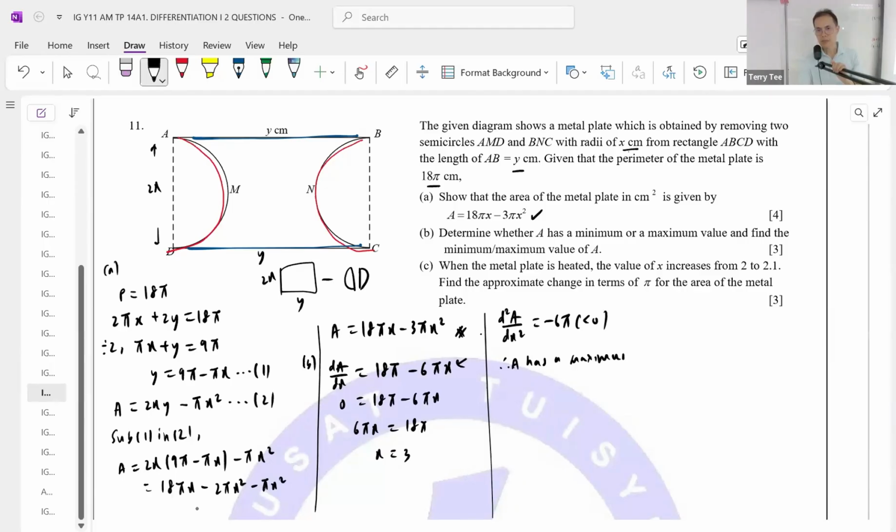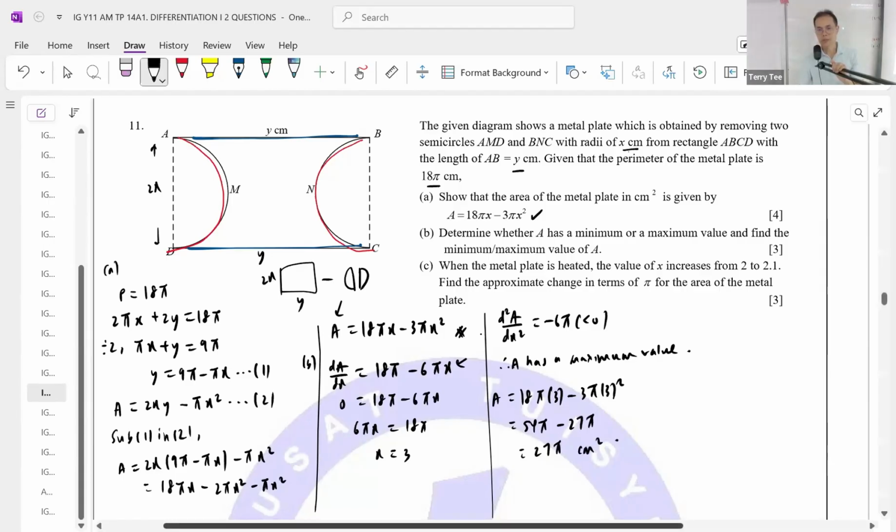To find the maximum value, we need to take our x value here, sub inside your A. Your A is therefore 18 pi times 3 minus 3 pi times 3 squared. 18 times 3 is 54. 3 squared is 9. 9 times 3 is 27. 54 minus 27. Answer is 27 pi.